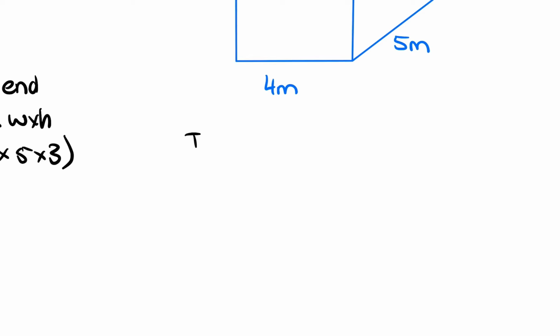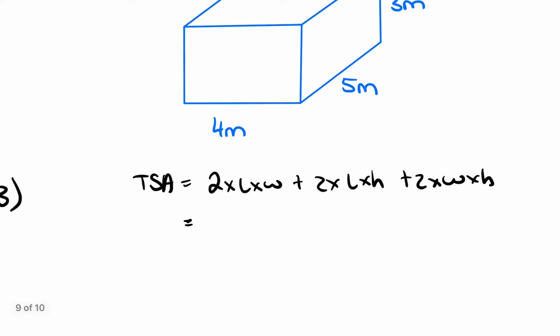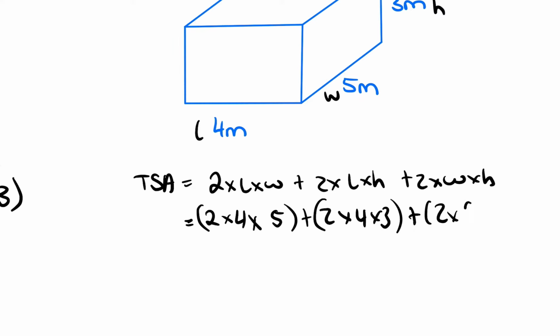So we're going to have TSA equals 2 times length times width plus... okay, there's our formula. Let's assign them. I'm going to make that length, width, height. I like to go that way, it makes it the easiest. So we're going to have 2 times 4 times 5 plus 2 times 4 times 3. Okay, so let's then simplify it.